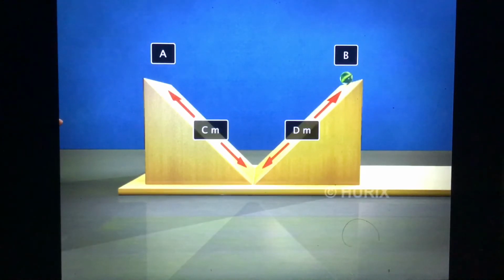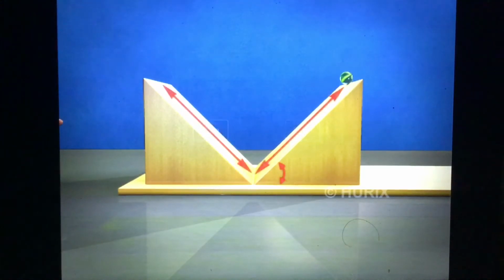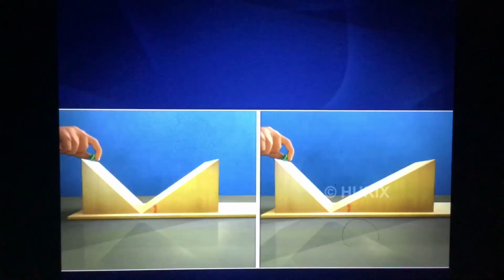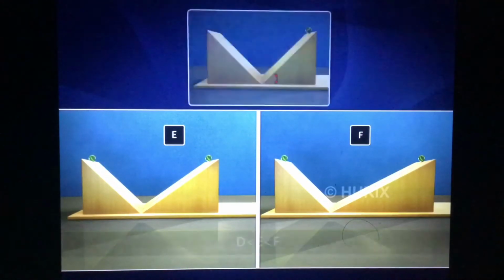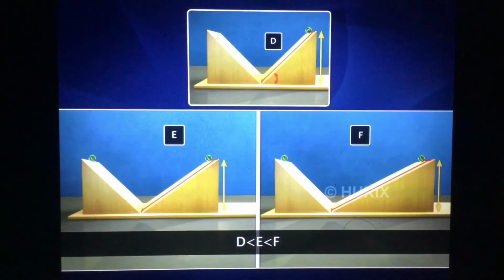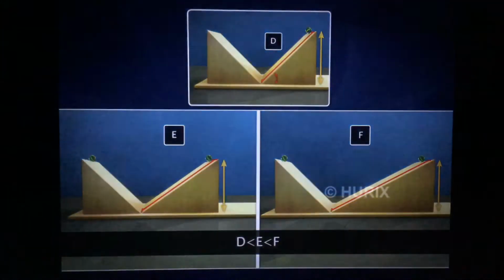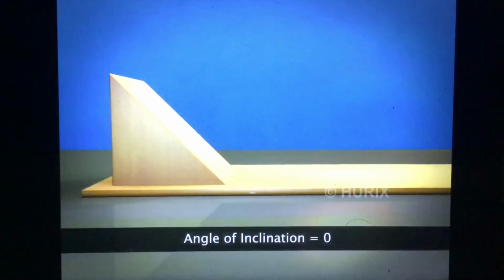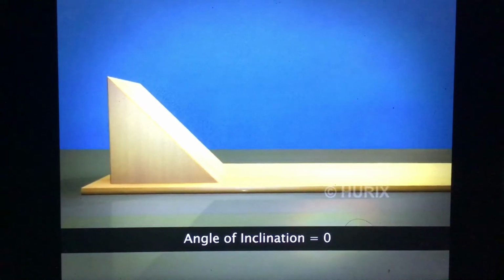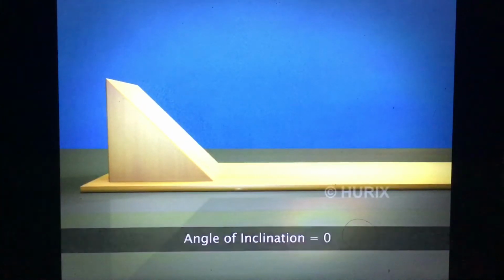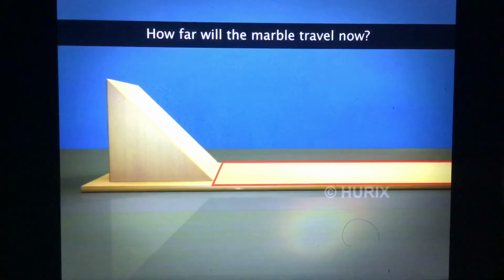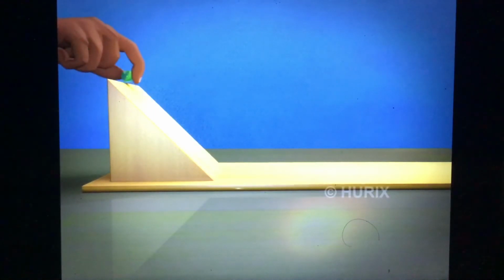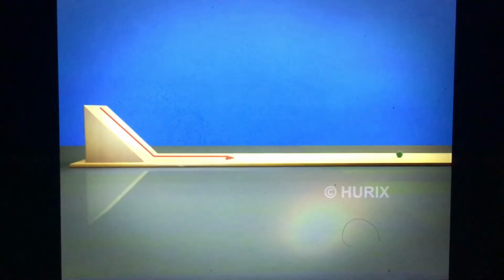Let's see what happens if the angle of inclination of the right-hand side of the plane is gradually decreased. The marble travels a longer distance till it reaches its original height. The angle of inclination of the right-hand side of the plane has been reduced to 0. The plane is horizontal. How far will the marble travel now? It travels quite a distance.